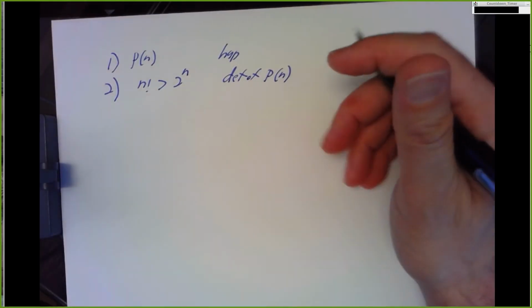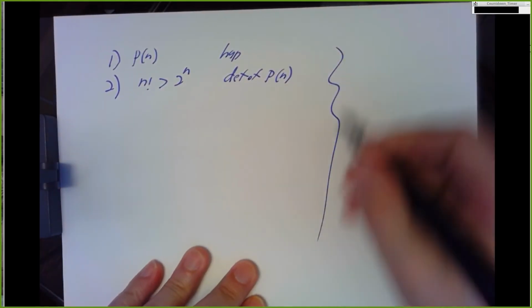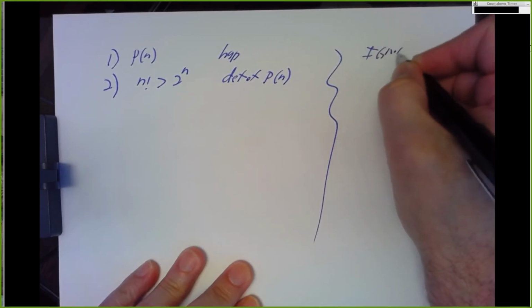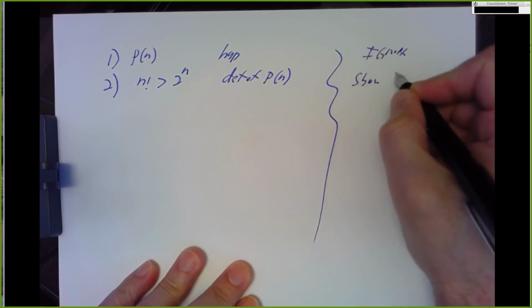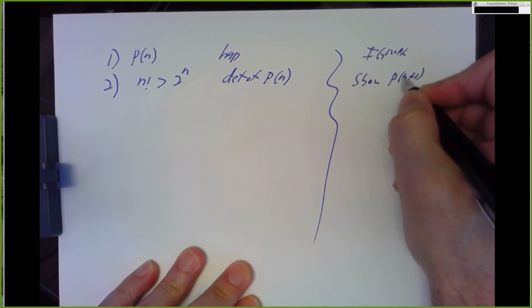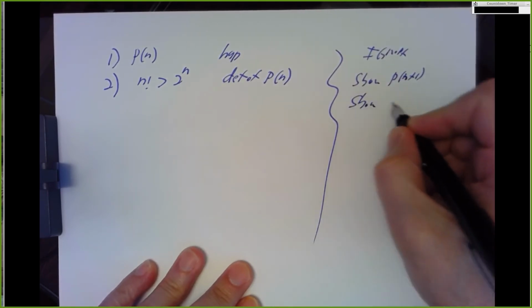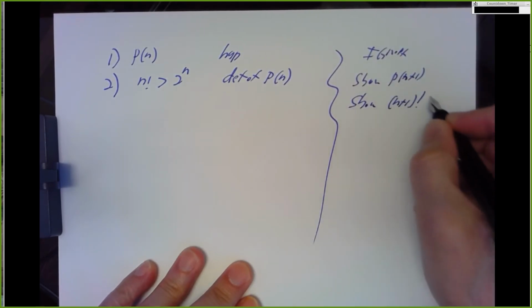Alright, what am I working towards? I want to show P of n plus 1, which means I want to show n plus 1 factorial is bigger than 2 to the n plus 1.